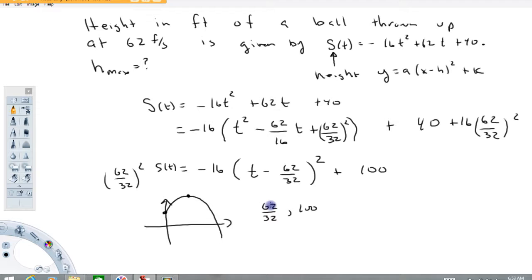The 62 over 32 is the time. If we actually wanted a decimal, that's 1.93, or 1.94 when rounded. And 100. So the maximum value is 100 feet, if I've worked this problem correctly.